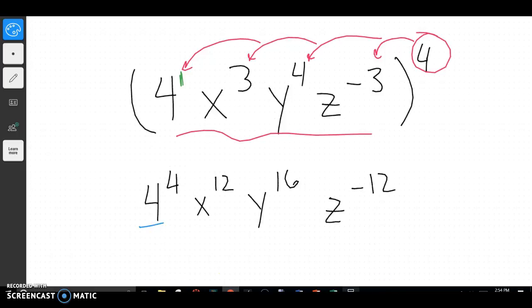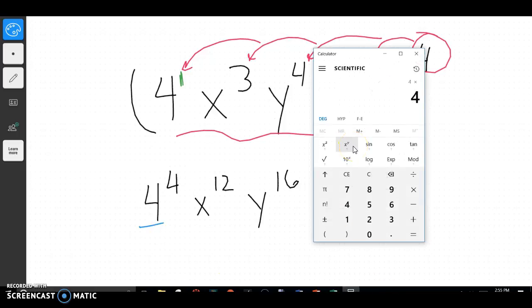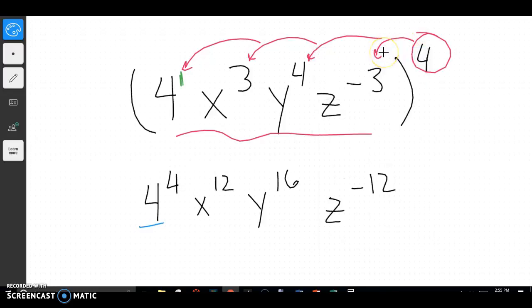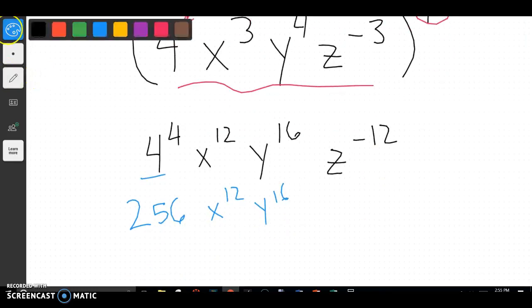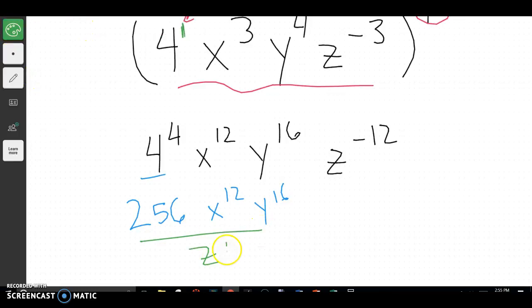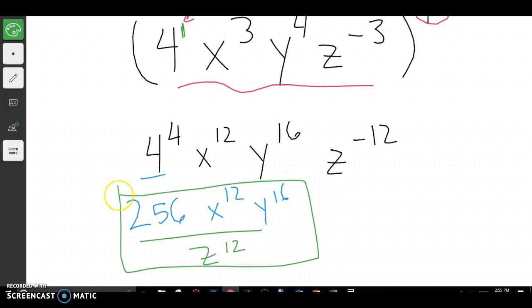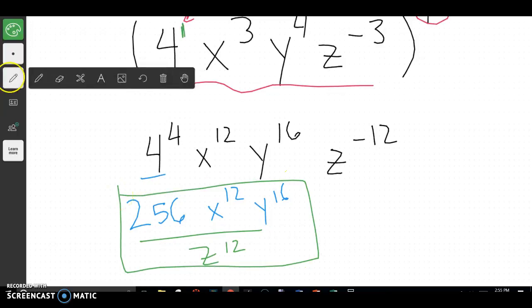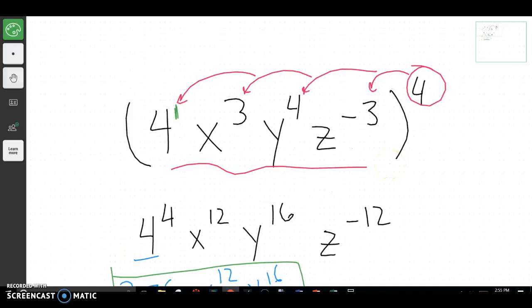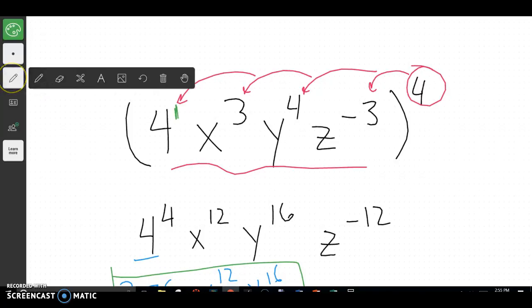We could probably evaluate this thing. Again, I'm going to need a calculator for this because I don't know that off the top of my head. So 4 times 4 times 4 times 4, 256. So that'll be 256, x to the 12th, y to the 16th, and because that's a negative z, we would put that underneath. So that would be my final answer. Again, the power rule, from what we learned last time, acts a little bit like distribution to all of the exponents. Let's try another example.